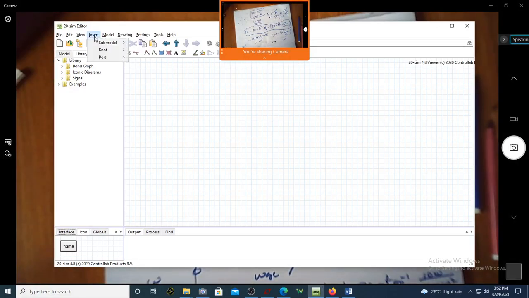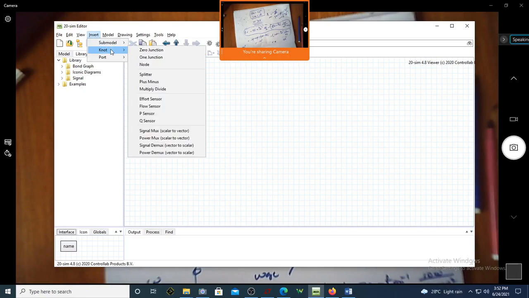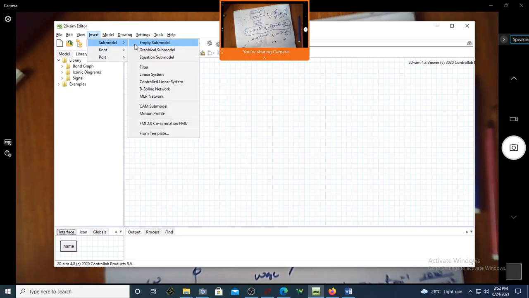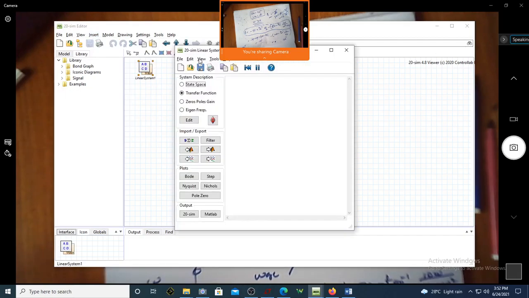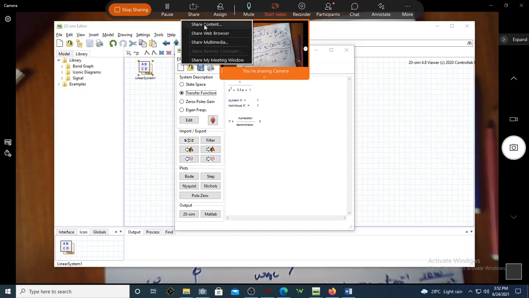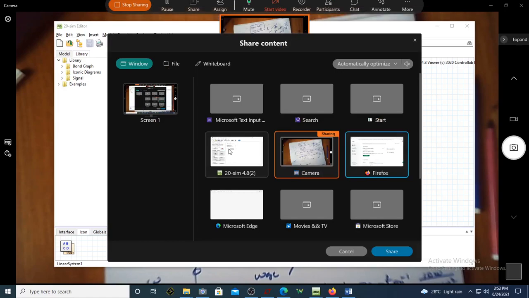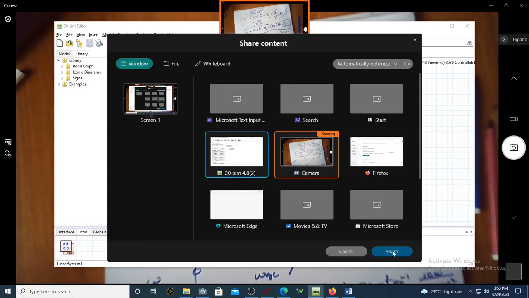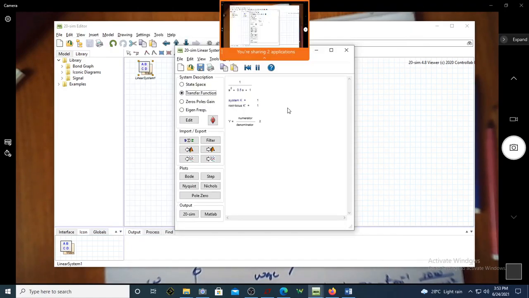Shall we just do the same thing and verify it in 20-sim? I'm just opening 20-sim. Let me share it. Submodel, linear system. Where do I share? Share content. Okay, now it's visible. Let me go to pole zeros.